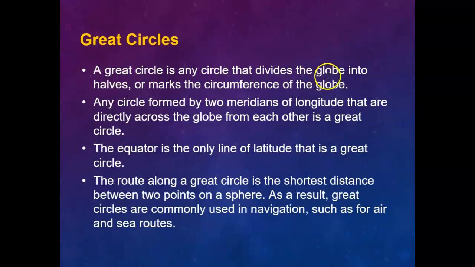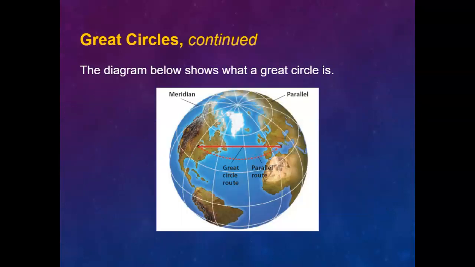A great circle is any circle that divides the globe into two halves. Great circles are kind of like a human way of measuring the Earth. It's a human way of dealing with the geometry of the Earth. There's only a handful of great circles out there. The equator is one great circle, and then all of these up and down lines are also great circles. Basically, any line that would cut the Earth into two perfectly equal halves is a great circle.